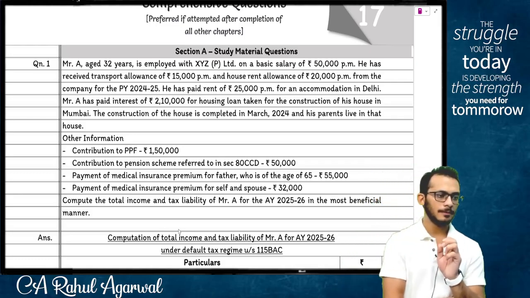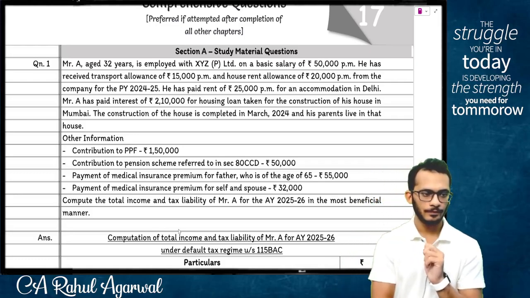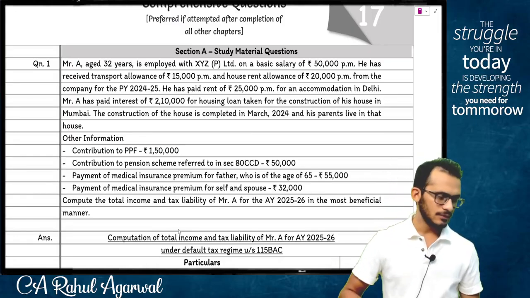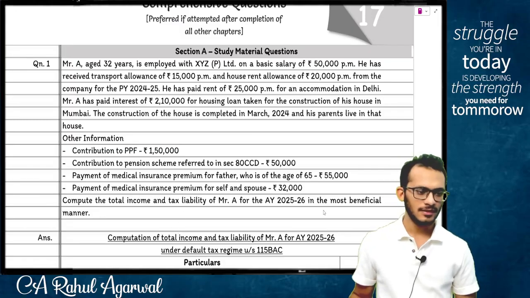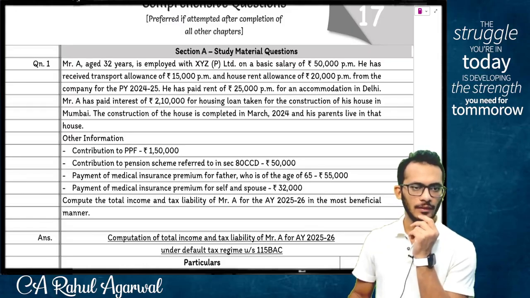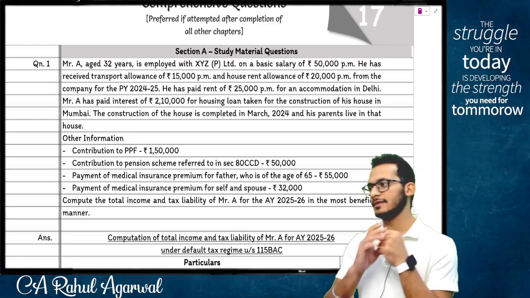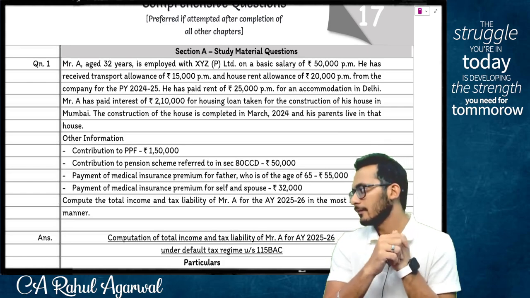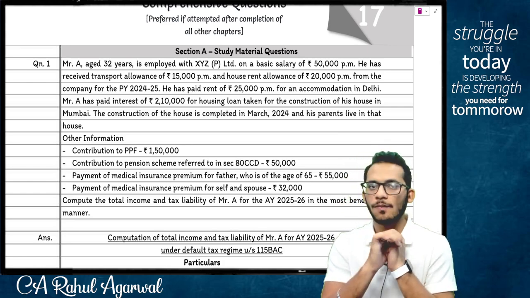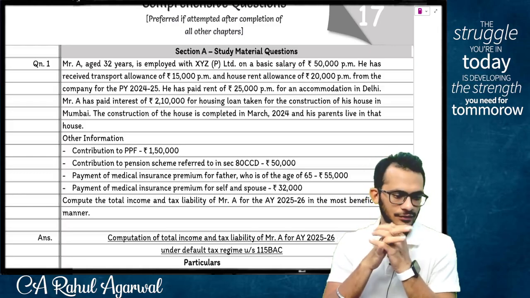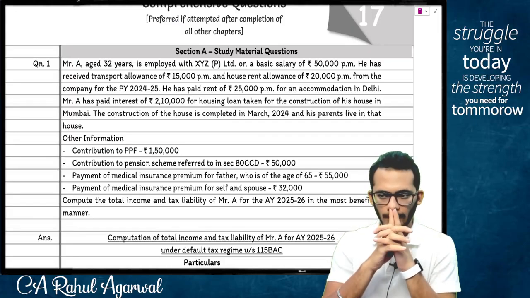Any other incomes? Total, and get me GTI. Minus, less chapter 6A deductions.